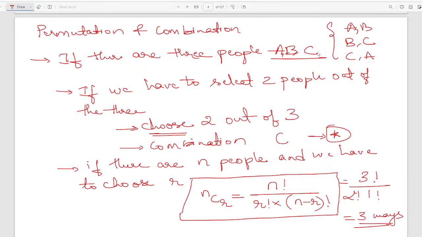This is called combination. You are choosing two people out of the three people, and the order in which you select does not matter. You can select B first and then A, or A first and A second. This can be CB, this can be AC. It doesn't matter. BC and CB are the same. CA and AC are the same. This case is called combinations.